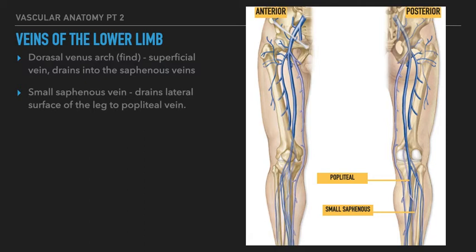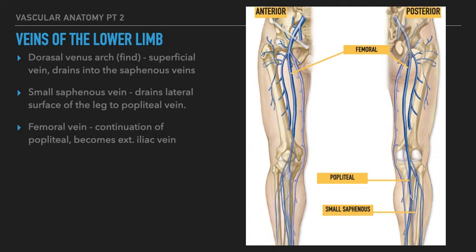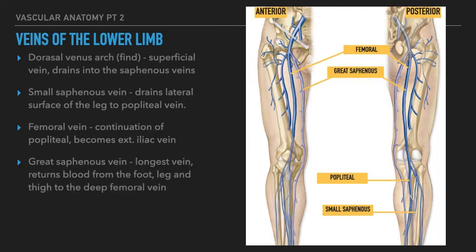The femoral vein is a blood vessel that accompanies the femoral artery, and it is a continuation of the popliteal vein. It continues on, eventually turning into the external iliac vein after leaving the thigh. Before we do that, let me discuss the great saphenous vein. This is a large superficial vein of the leg. It's the longest vein in the body, running along the length of the lower limb, and it returns blood from the foot, leg, and thigh.